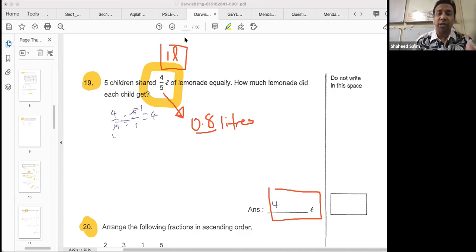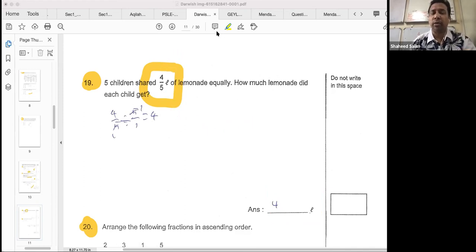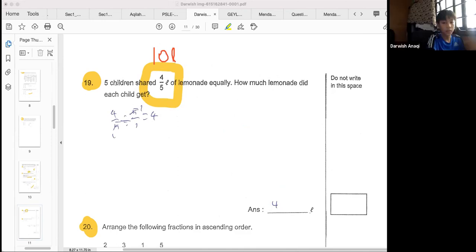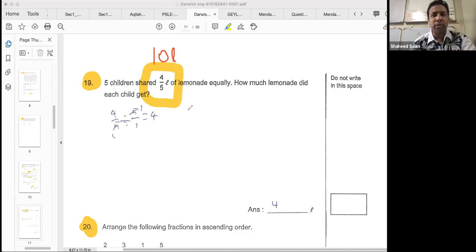What to do? I'm going to change the question a little bit, okay? So now this is a rule of mathematics you must realize, all right? When you get to something difficult, go to something easy. So I'm going to put 10 liters here. 10 liters of lemonade was shared amongst 5 children. Each one will receive how much? 2. Oh, okay.